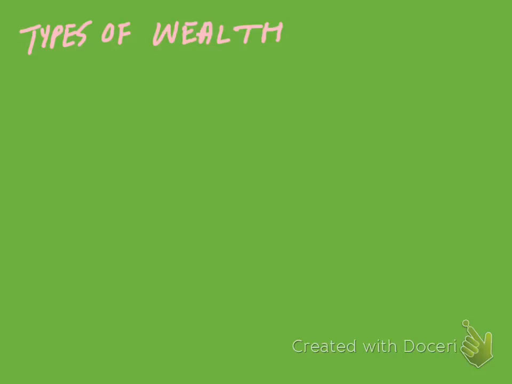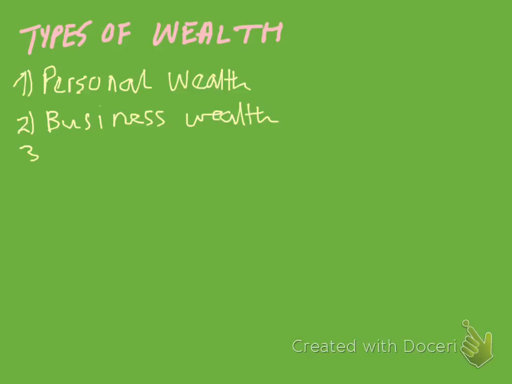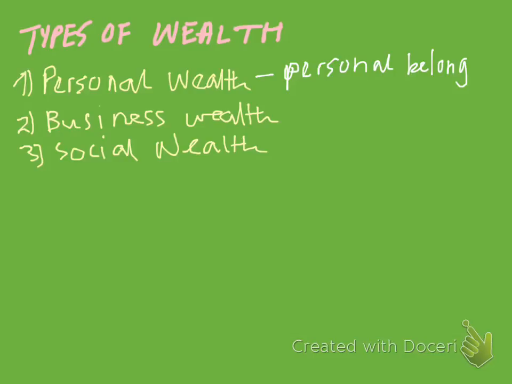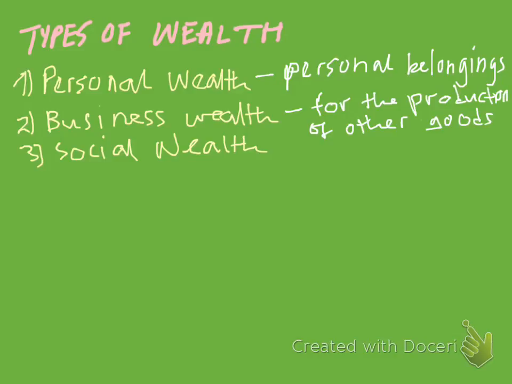Types of wealth. Personal wealth, business wealth, social wealth. Personal wealth is personal belongings. That's what you have at a particular time, like your shoes, your money. That's your personal wealth. Business wealth is for the production of other goods and services.